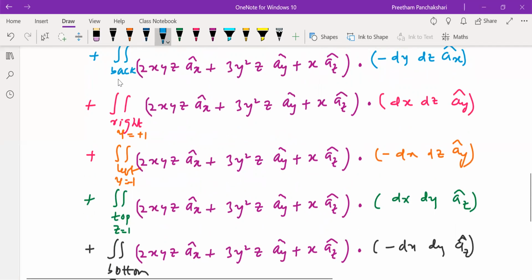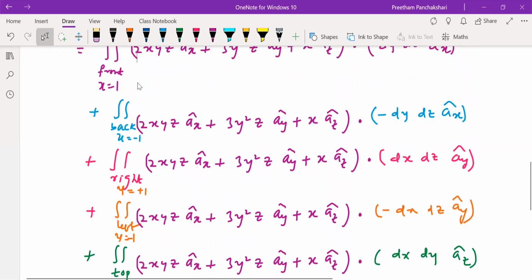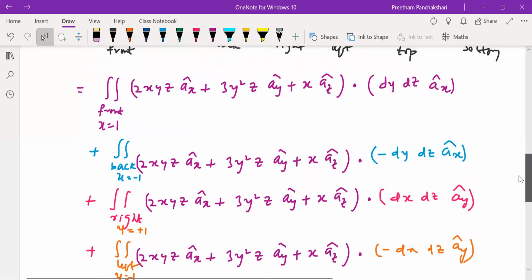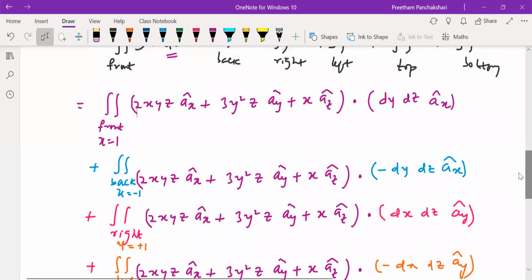Similarly, for the back face, x-axis starts from the back face, moves towards the front face. So this is x equal to -1. So obviously the front face is x equal to +1. So this is the crucial stage in this problem. You have to write all the values carefully. The rest is simple integration.